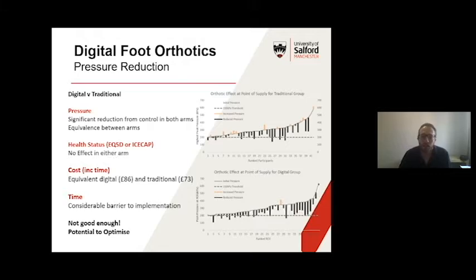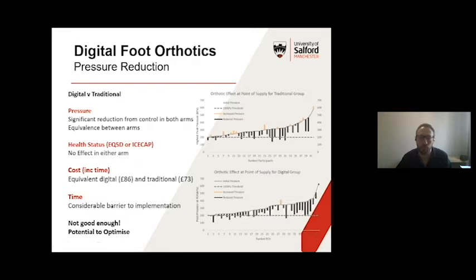Looking at the effect of these 2 different supply chains, we identified that both digital and traditional supply chains provide significant reductions in plantar pressure compared to the control or the baseline condition. Then looking at this across the duration of the trial, we can see that for some individuals in the traditional group we saw reductions in pressure, but for some we saw increases in pressure. Again, we see a similar pattern in the digital supply chain group, but more consistent in terms of reduction of pressure.